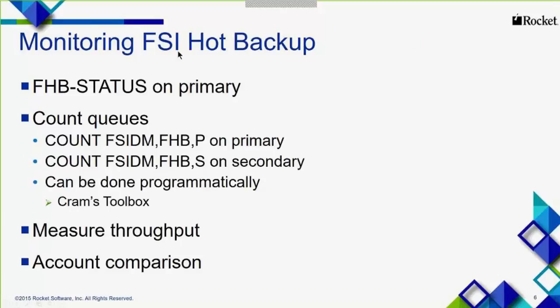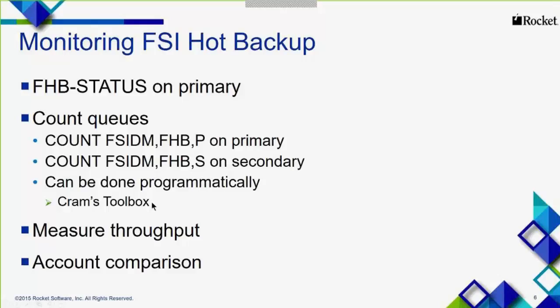In terms of monitoring Hot Backup, there's an FHB status on the primary, so you can make sure that enqueuing is enabled and at what level it's enabled. Counting the queues. Since these are D3 files, it's a lot easier to inspect them. Do a count of the .p file on the primary, do a count on the secondary, and if one of them keeps growing, you know something is wrong.